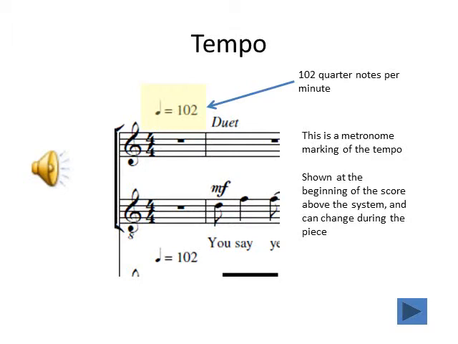This slide is a snippet of Hello Goodbye. It indicates the speed with what's called a metronome mark. It tells us that there are 102 quarter notes in every minute of the song. Again, a metronome mark may change during the song. The score may say something like a tempo when it wants you to return to the original tempo of the song.